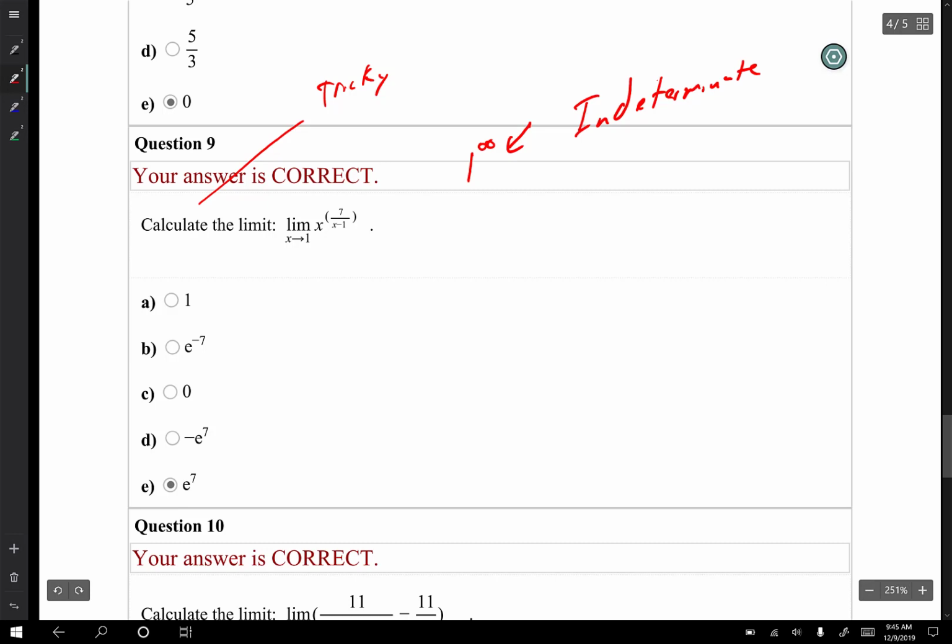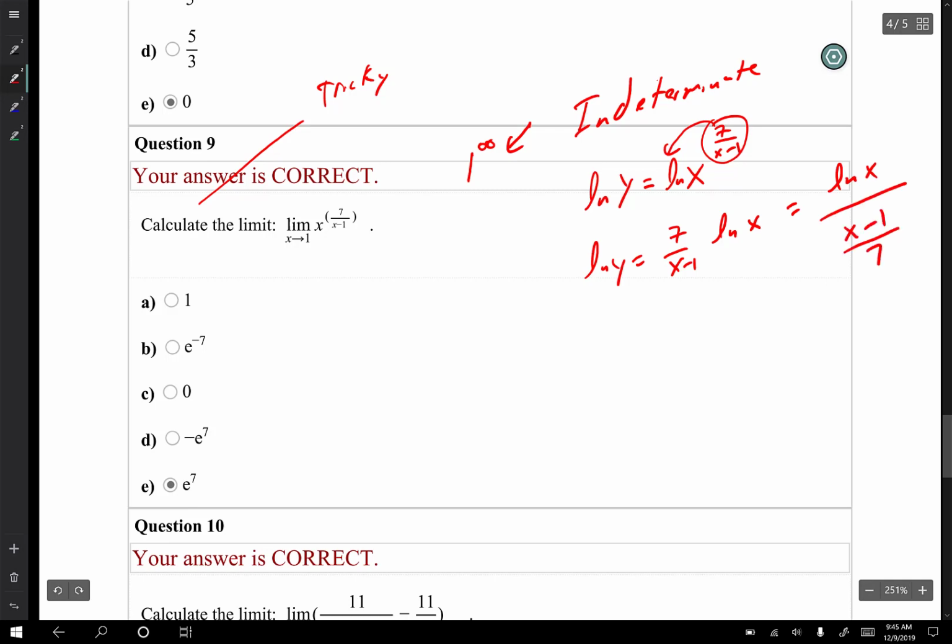So we're going to take a derivative. And before we do that, I'm going to say y equals x to the power 7 over x minus 1. So I'm going to take ln, because I want to bring this down. So I have ln y equals 7 over x minus 1 times ln x. That's the same thing as ln x divided by x minus 1 over 7. See, keep, change, flip, and you'll get this right here.